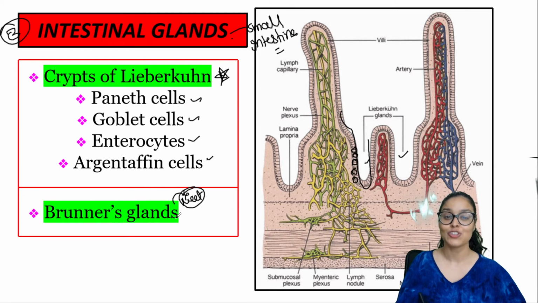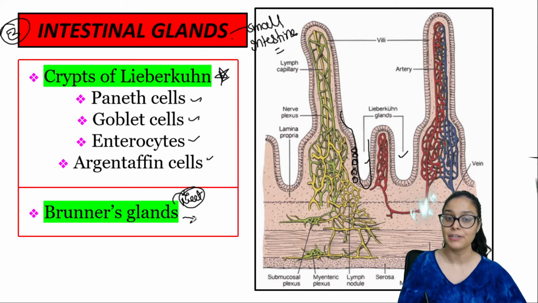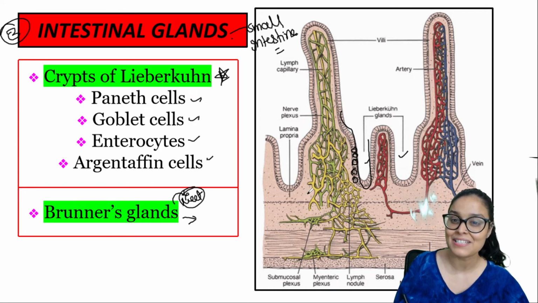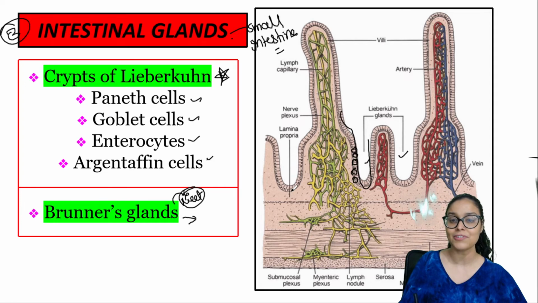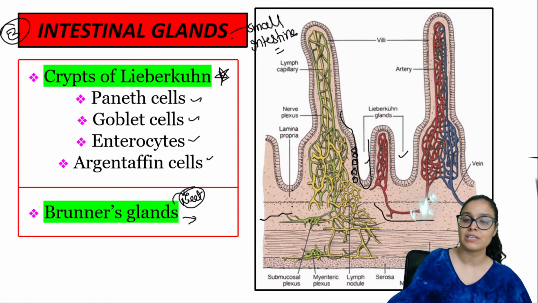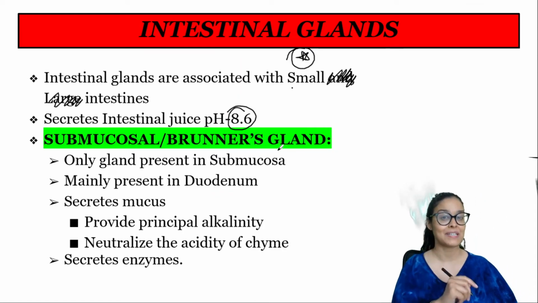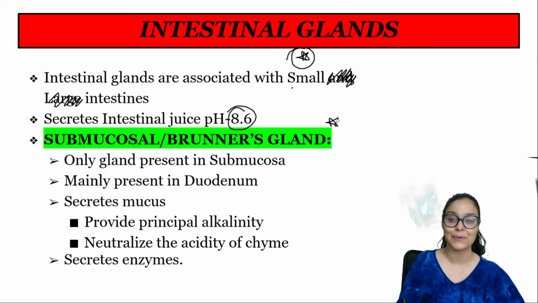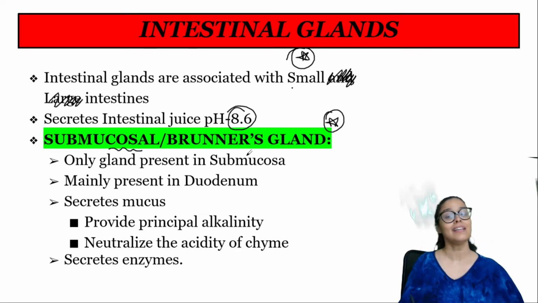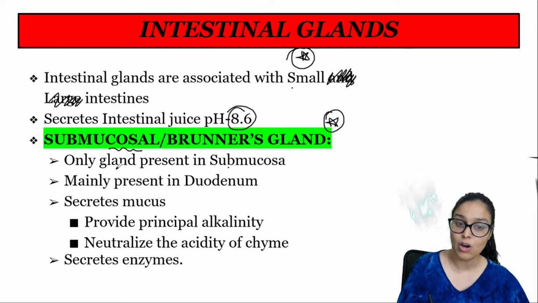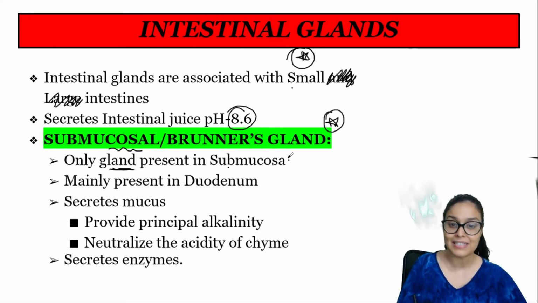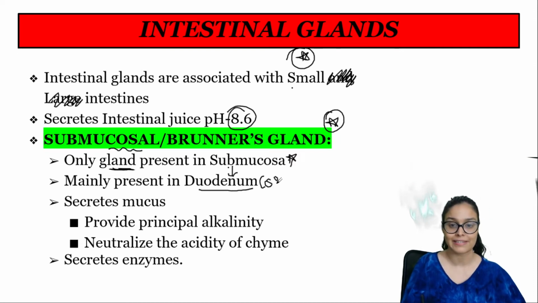NEET question. This question has been asked in medical exams, obviously a NEET-like question paper. So you have to remember Brunner's gland is present in the submucosa layer. Obviously the submucosa is present below the mucosa, right? So this is the submucosa layer. So here it is present. Brunner's gland is present in the submucosa layer, and this is the only gland of the digestive system which is present in the submucosa layer. Hence it is known as the submucosal gland. It is mainly present in the duodenum part of the small intestine.